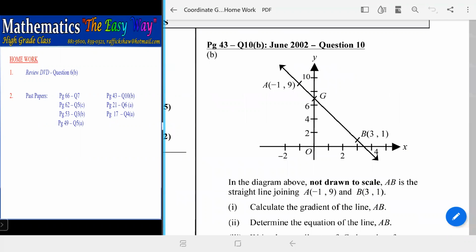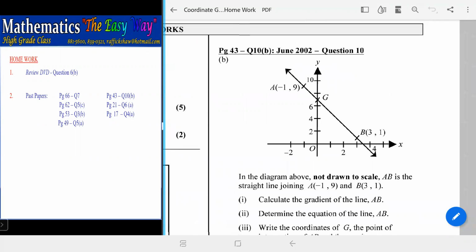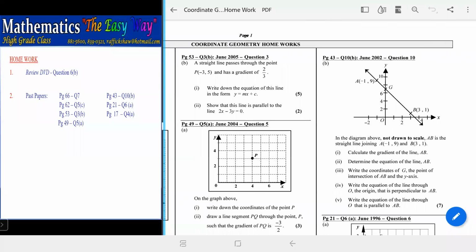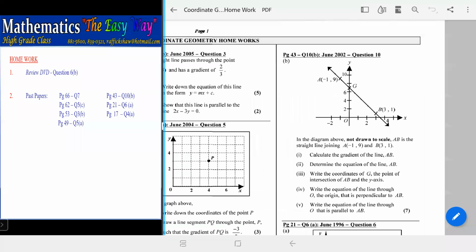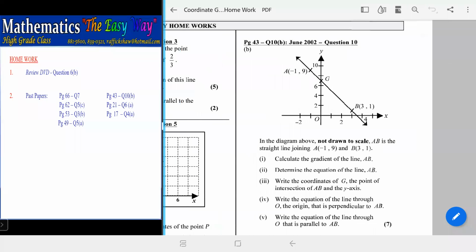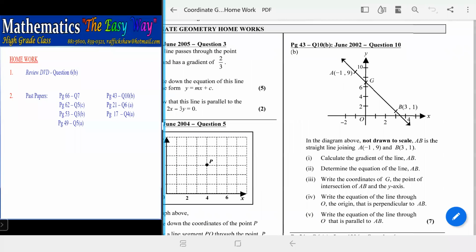Parallel lines have the same gradient. You have this question over here. So we're going to do some of these questions on Wednesday. I want you to try them first. All right, you have this question over here as well. All right, and you have this one down here.